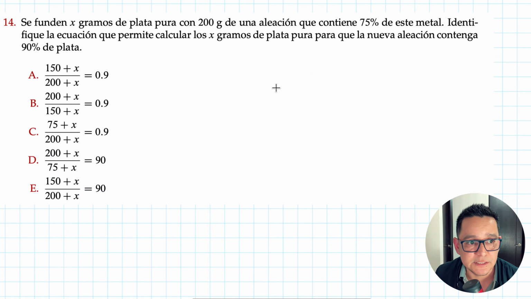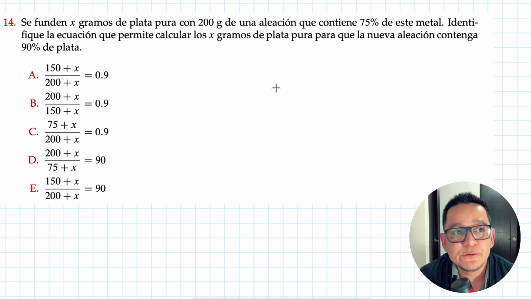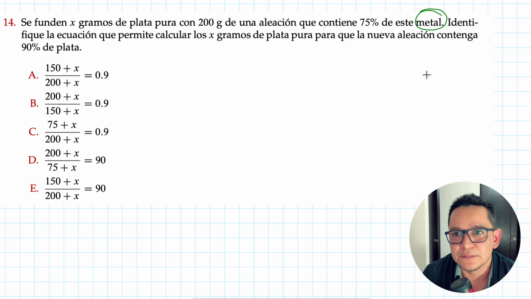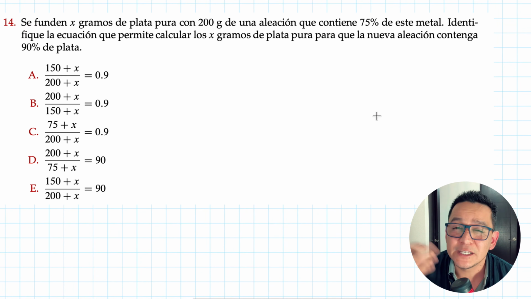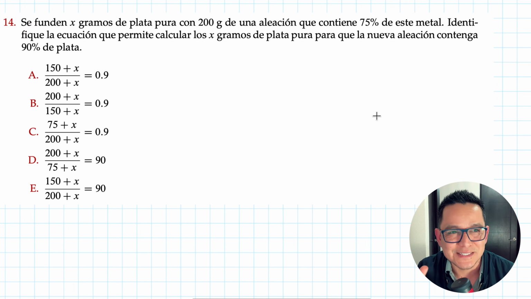Here we have the next exercise, which says, X grams of pure silver are melted with 200 grams of an alloy that contains 75% of this metal. That is, pure silver, right? Identify the equation that allows you to calculate the X grams of pure silver so that the new alloy contains 90% silver. Well, first of all, I have to tell you that this problem might seem a little complicated at first because it has some information that could be confusing. But the truth is, it's actually pretty simple.